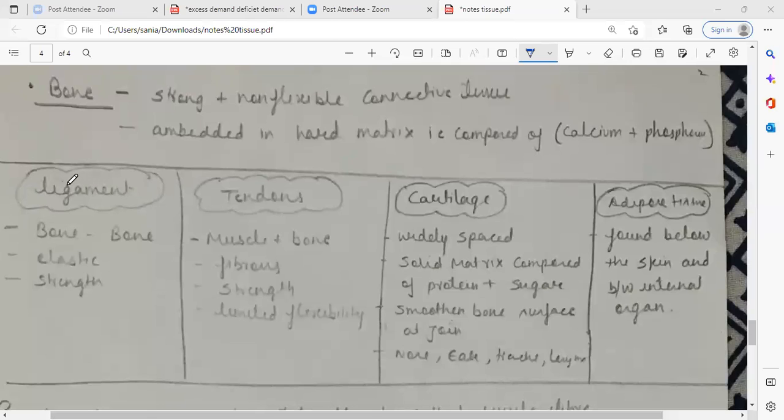Jocelyn, done that part? Okay, just quickly write this. Now, these are the types of connective tissue: ligament, tendons, cartilage, and adipose tissue. Ligaments join bone and bone, and they are elastic and give strength. Tendons connect muscle and bones. They are fibrous, and give strength and limited flexibility. Cartilage is widely spread. It has a solid matrix composed of protein plus sugar. It smoothens the bone surface at the joint. It is present in the nose, ear, trachea, and larynx. Then adipose is found below the skin and between internal organs. Clear?